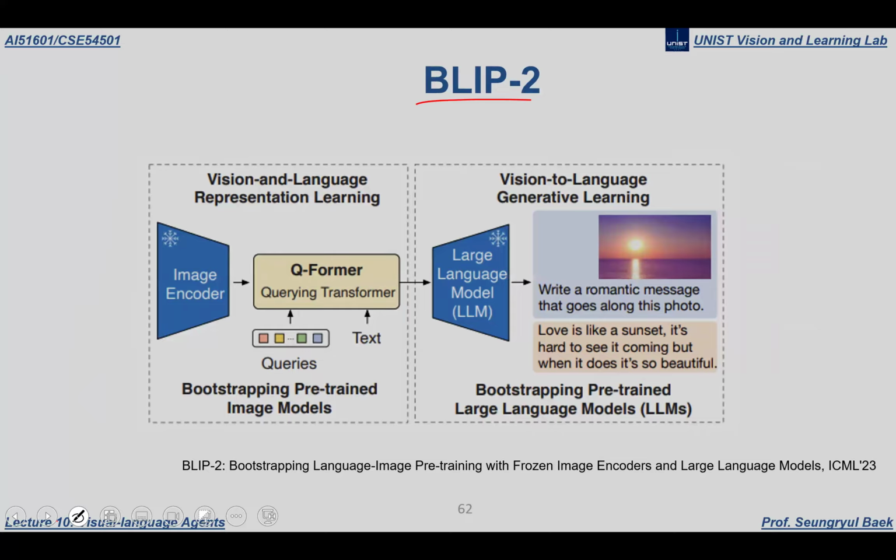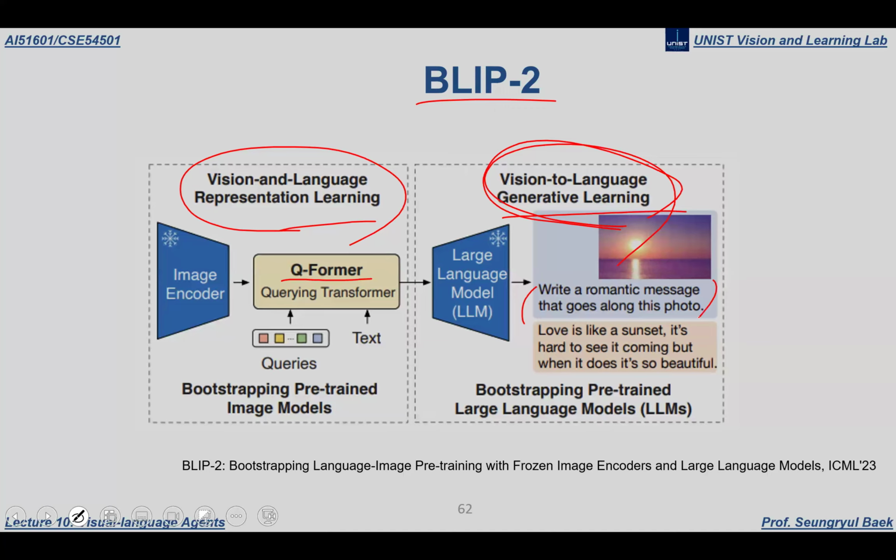And the other early-stage VLMs are BLIP version 2, published in ICML 2023. I believe they have two stages for training. The first part is pre-training: they train the vision-language representation learning first, and then they use this Q-Former, the query transformer, to apply it to the LLMs and eventually generate some text descriptions for this vision-language input.